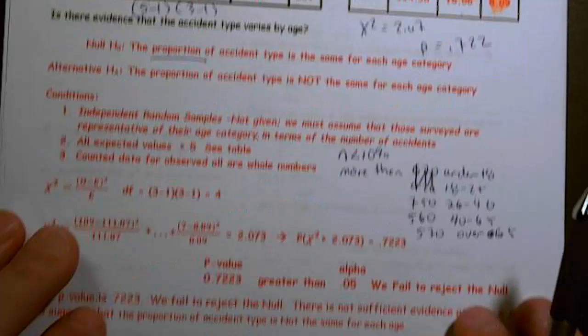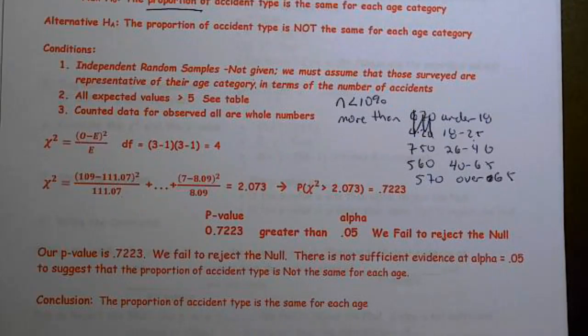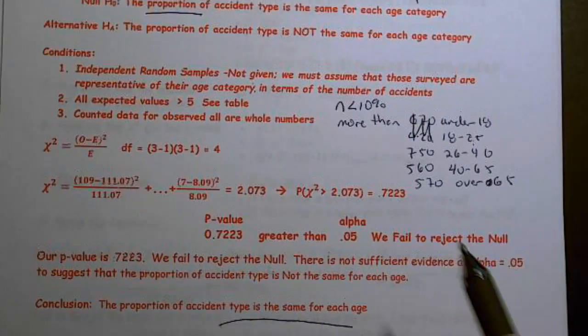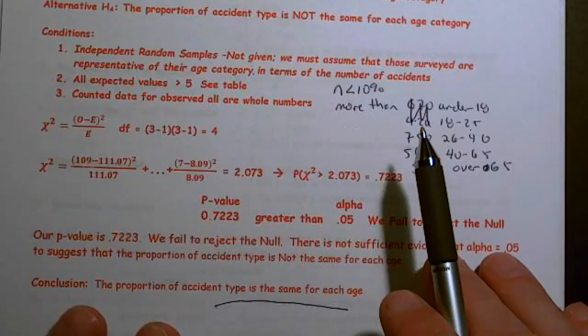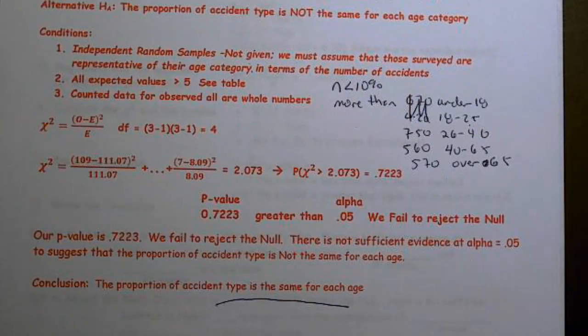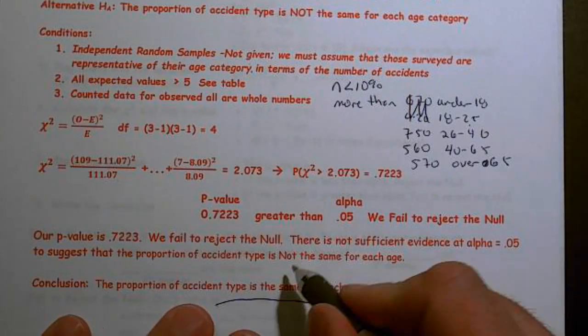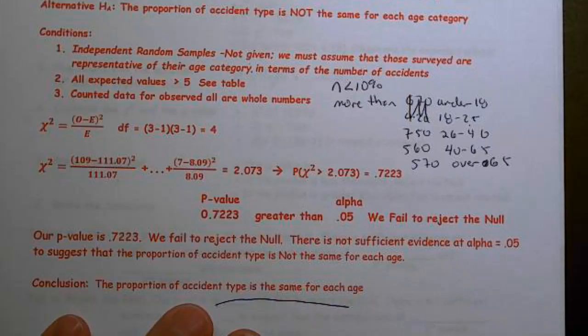So my p-value is greater than 0.05. We failed to reject. There is not sufficient evidence at alpha equal 0.05 to suggest the proportion of accident type is not the same. Proportion of accident type is the same, right? We cannot reject the null. So we're basically having to believe that it is the same for each category. We didn't prove that, but that's what we conclude because we cannot say that it is different. We're unable to say that it's different, okay? By the way, if you don't like saying they're not the same, you can say is different for each group, right?